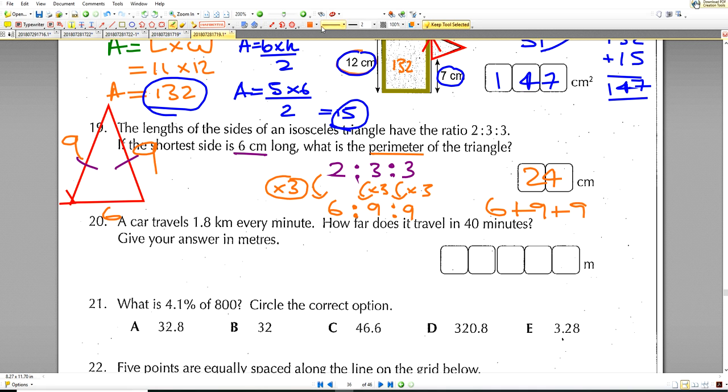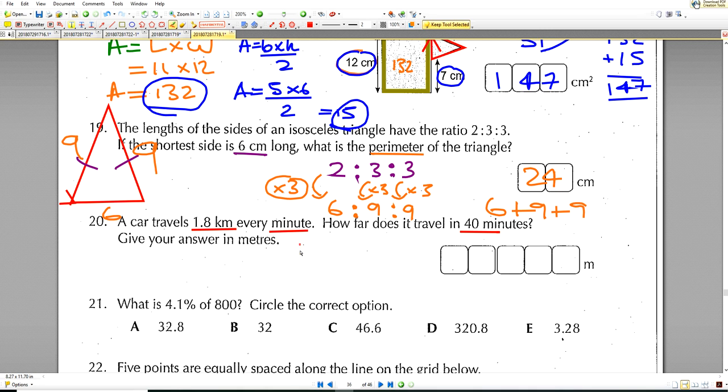Okay, lovely. Let's move on. Let's go for a different color now. Okay. Let's go for it. A car travels 1.8 kilometers every minute. How far does it travel in 40 minutes? Give your answer in meters.